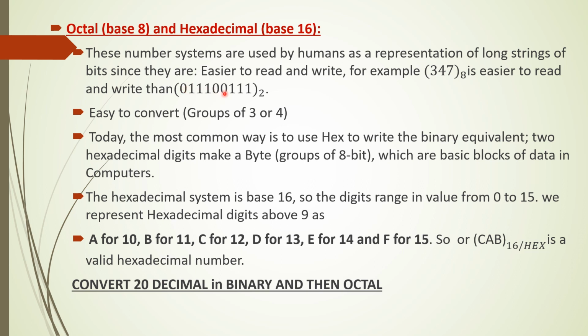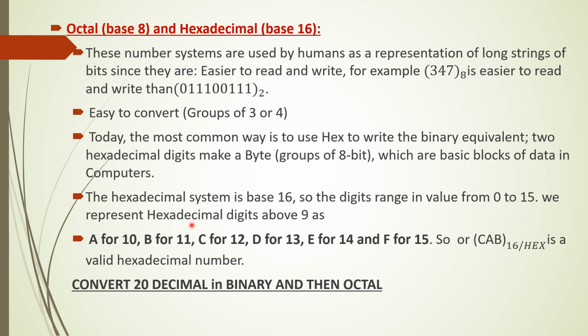For example, this is the number 0 111 00 111. If I make groups of 3, I will get a number which is octal. And if I make groups of 4, I will get a number which is hexadecimal. In octal, the digits are always less than 8, meaning from 0 to 7. And in hexadecimal, the digits are always less than 16, meaning from 0 to 15.